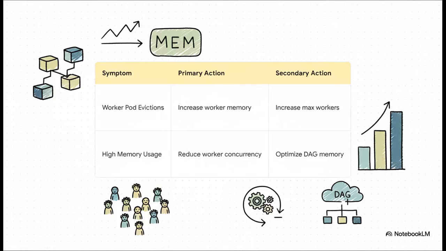First, you look at resources. If you're getting pod evictions, the most direct action is to increase the memory available to each worker. Your secondary action might be to increase the max number of workers to spread the load. On the other hand, if you're just seeing high memory usage, your first move should probably be to reduce the worker concurrency, how many tasks each worker runs at once, before you start throwing more hardware at the problem.